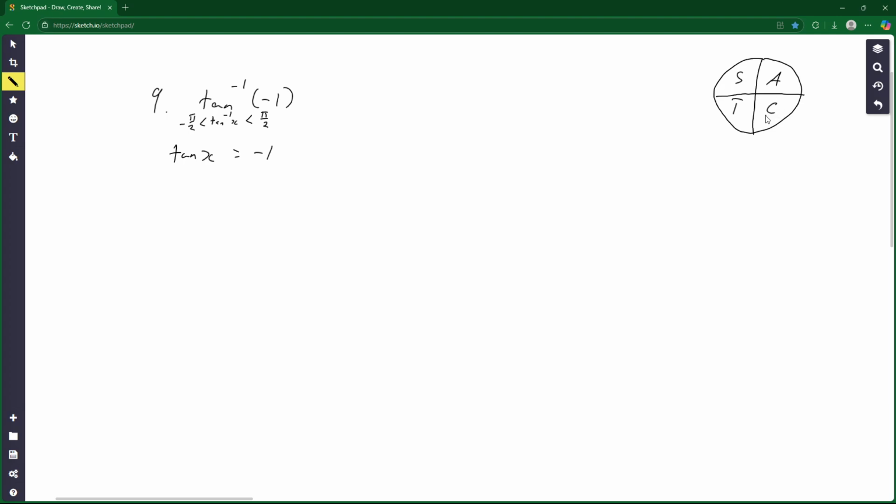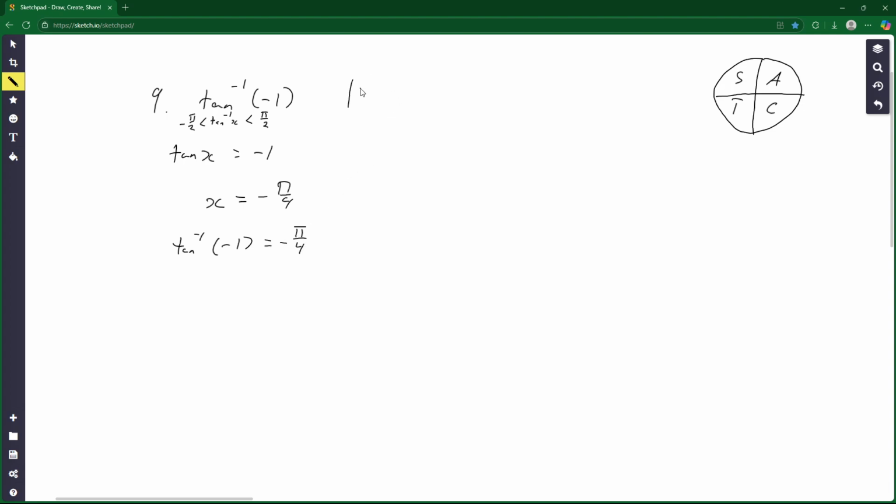Now what makes tangent 1? That is going to be pi over 4. However, we cannot have 7 pi over 4 because that's not within our parameters, so we have to go back, which would give us x is equal to negative pi over 4. So inverse tangent of -1 is equal to negative pi over 4.